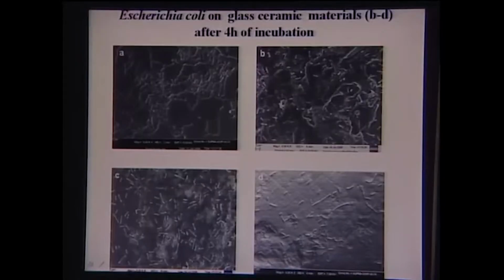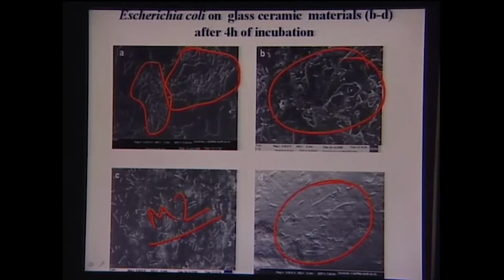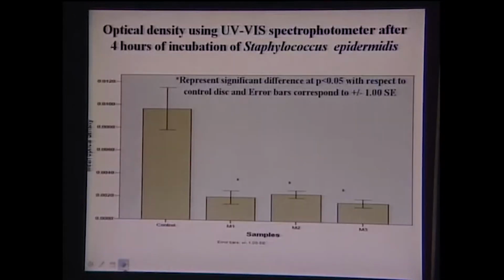A similar observation has also been made for the gram negative bacteria, E. coli. This is a rod shaped bacteria, and you can see that a very dense colony has formed of E. coli on the control sample. Now, for the M2 sample, colony formation is negligible, and M3 is much more reduced, whereas M1 also shows similar antimicrobial properties.